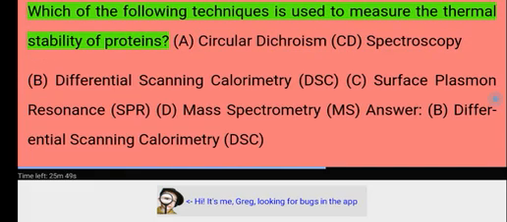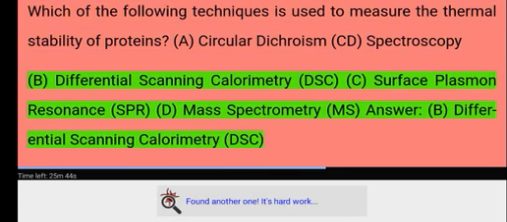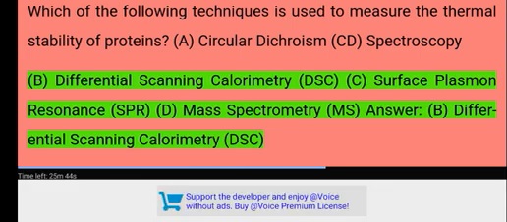CSIR NET 2018. Which of the following techniques is used to measure the thermal stability of proteins? A. Circular dichroism, CD spectroscopy. B. Differential scanning calorimetry, DSC. C. Surface plasmon resonance, SPR. D. Mass spectrometry, MS. Answer: B. Differential scanning calorimetry, DSC.